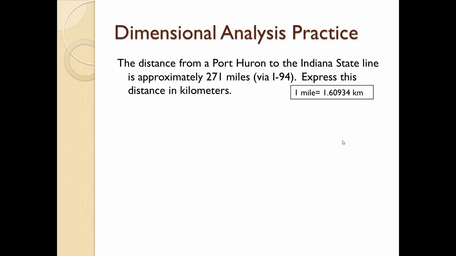Now let's try to do something in a word form. Distance from Port Huron to the Indiana state line is approximately 271 miles. Express this distance in kilometers. So we have miles to kilometers. We have a one-step conversion here because we have both units in that conversion factor. So from here, we put the number in the question and we put it over 1.